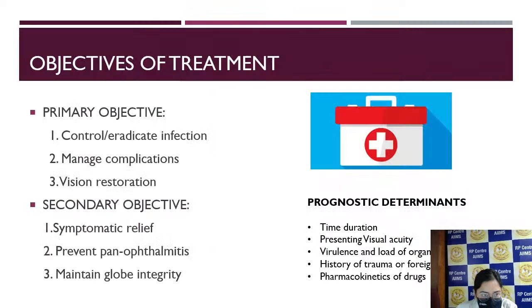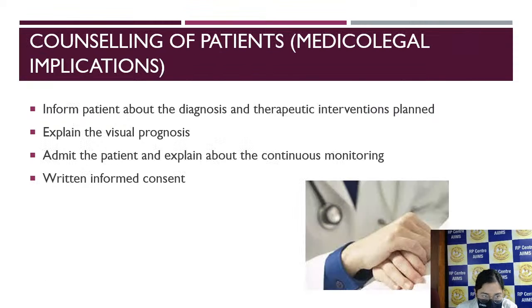Now coming on to the treatment. What are the objectives of our treatment? The primary objectives would be to control or eradicate infection, manage complications and restore vision. The secondary objectives would be symptomatic relief, prevention of panophthalmitis and maintaining globe integrity. A few prognostic determinants are time duration, that is, the time between the surgery and the onset of symptoms, and the onset of symptoms to the presentation to the clinician. Both have to be noted. Others are presenting visual acuity, virulence and load of organism, history of trauma or foreign body, and the pharmacokinetics of drugs.